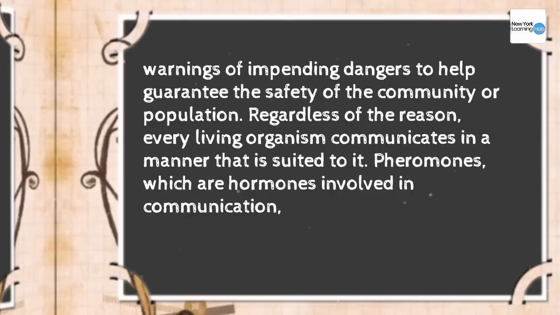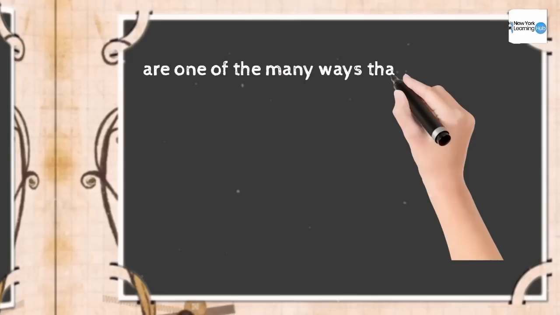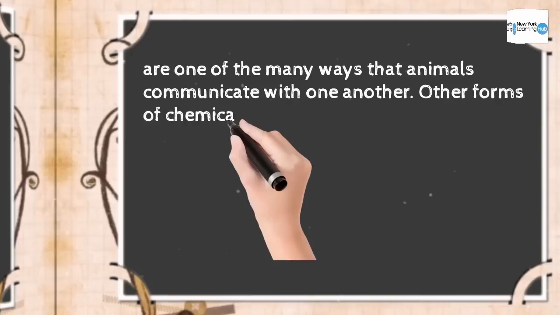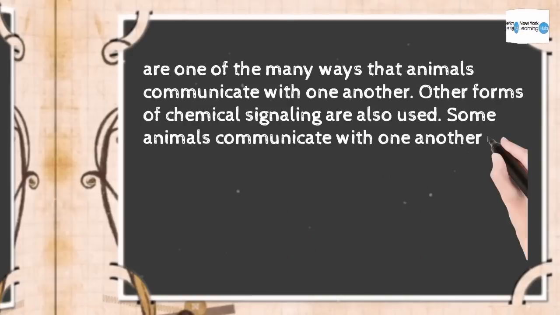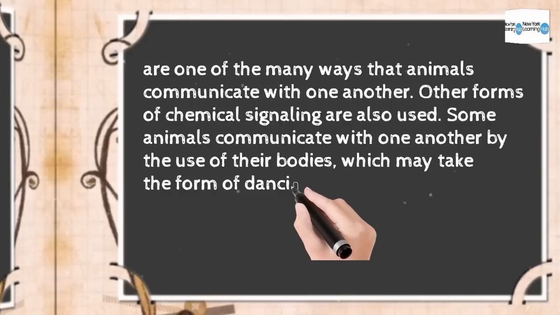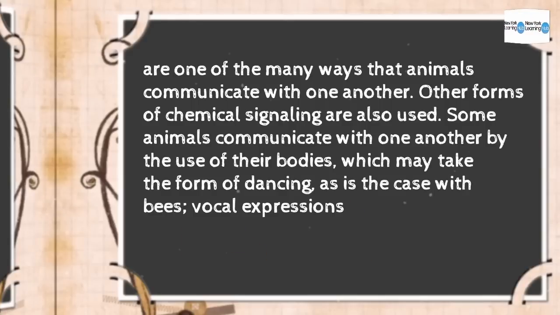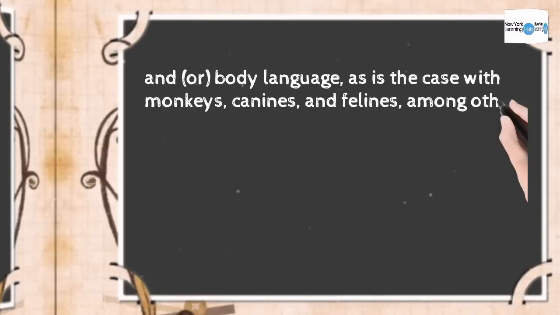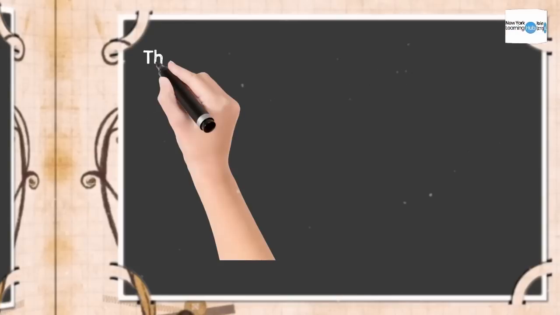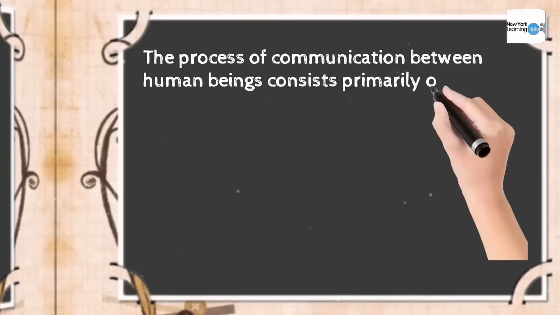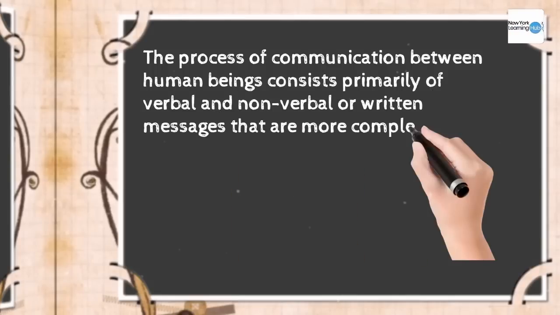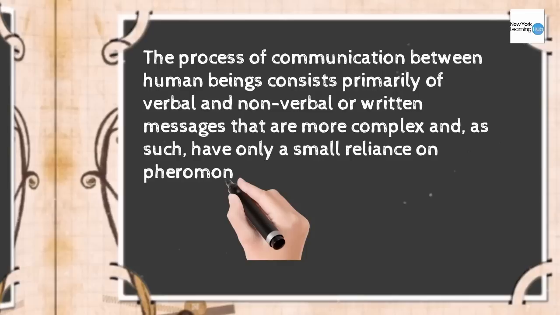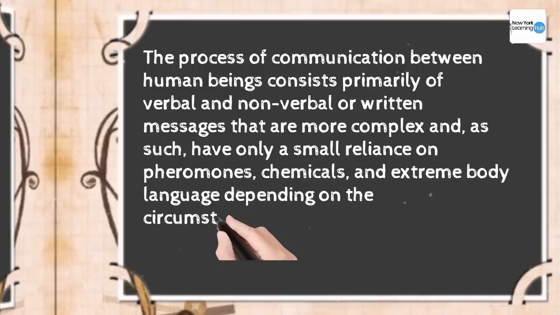Pheromones, which are hormones involved in communication, are one of the many ways that animals communicate with one another. Other forms of chemical signaling are also used. Some animals communicate by the use of their bodies, which may take the form of dancing, as is the case with bees, vocal expressions, and body language, as is the case with monkeys, canines, and felines, among other animals. The process of communication between human beings consists primarily of verbal and non-verbal or written messages that are more complex and as such have only a small reliance on pheromones, chemicals, and extreme body language depending on the circumstances.